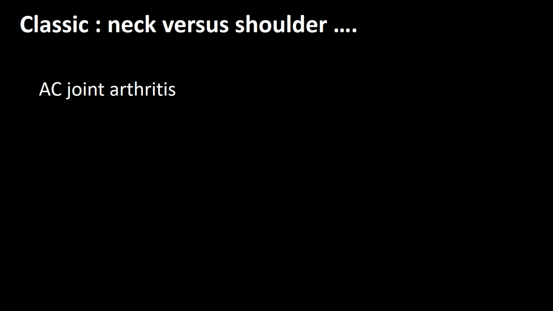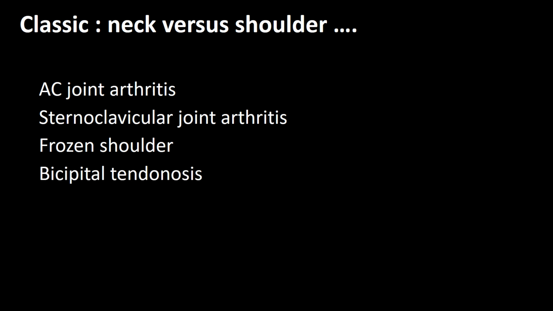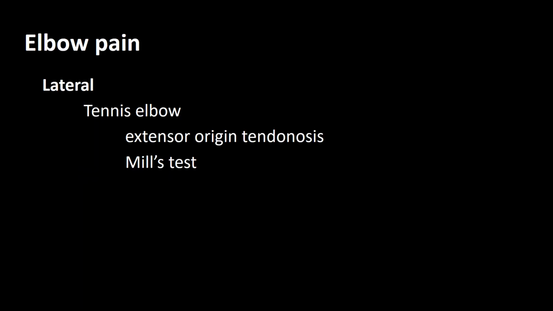Other causes of classic shoulder pain can be due to acromioclavicular joint arthritis, sternoclavicular joint arthritis, frozen shoulder, bicipital tendinosis, labral lesions such as SLAP lesions. Elbow pain may be due to local pathologies involving the muscle origins. Laterally, the extensor muscle wad may present with pain in so-called tennis elbow.